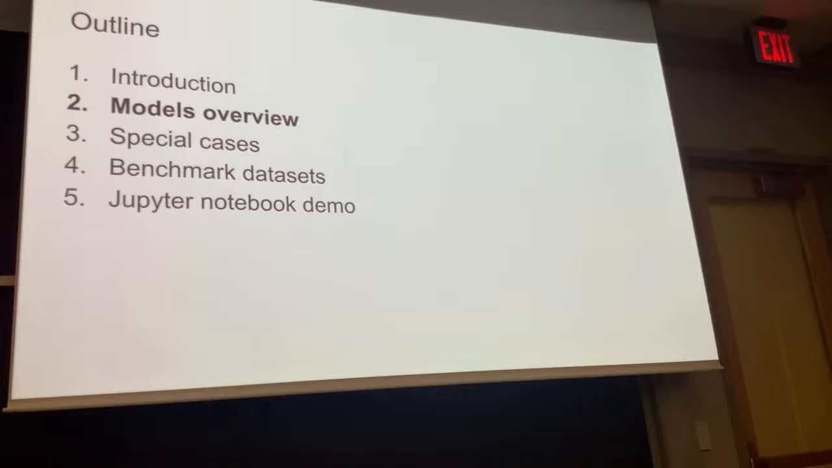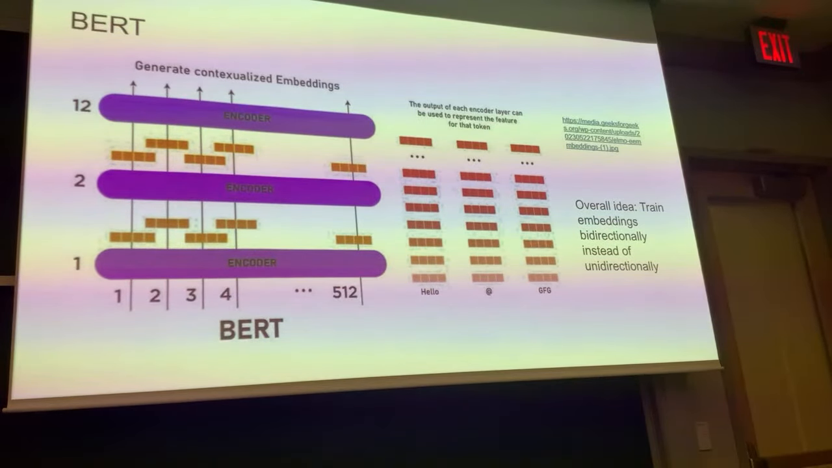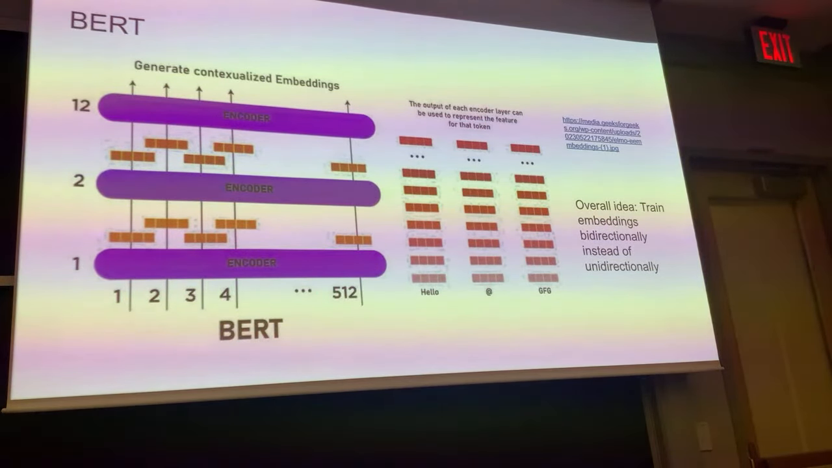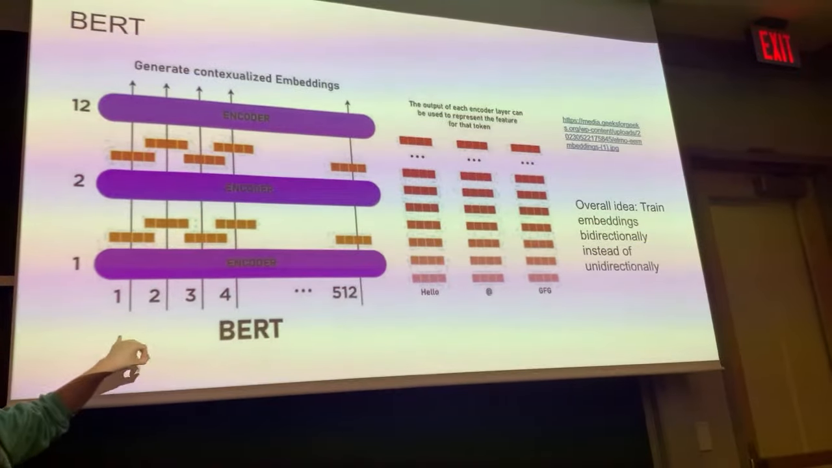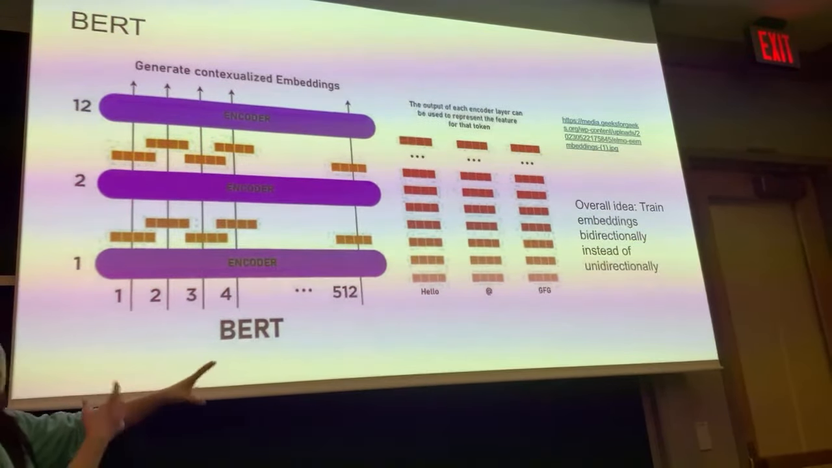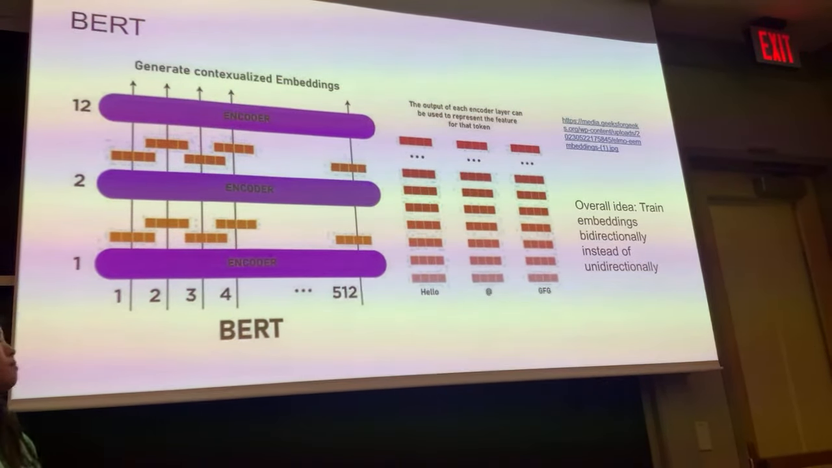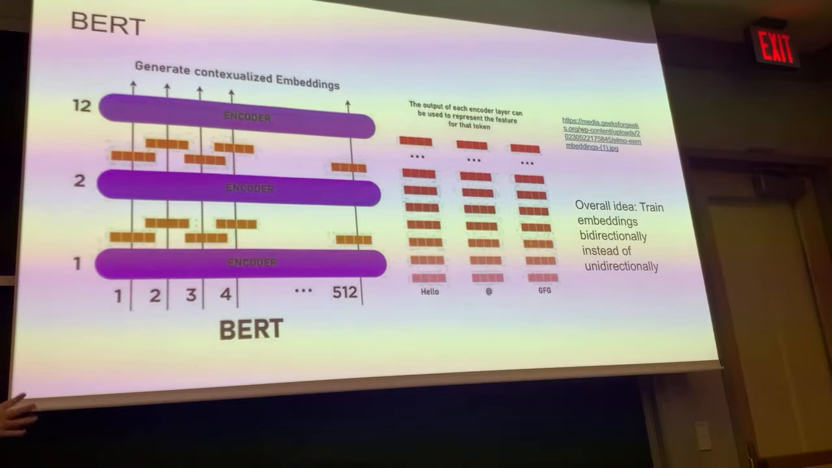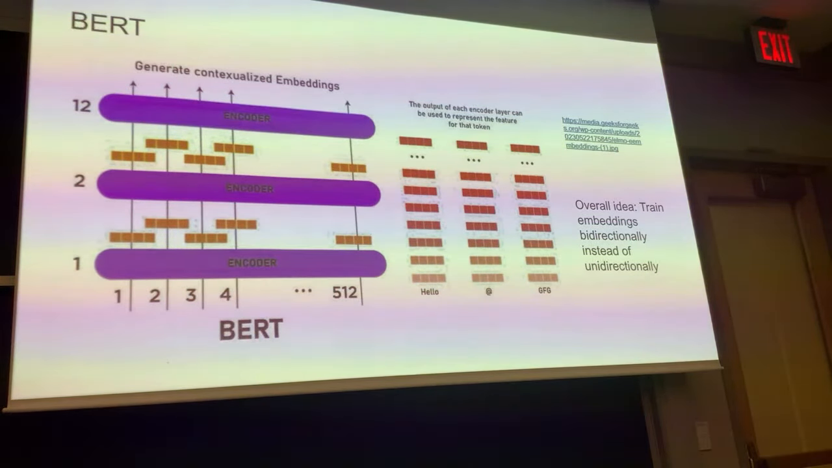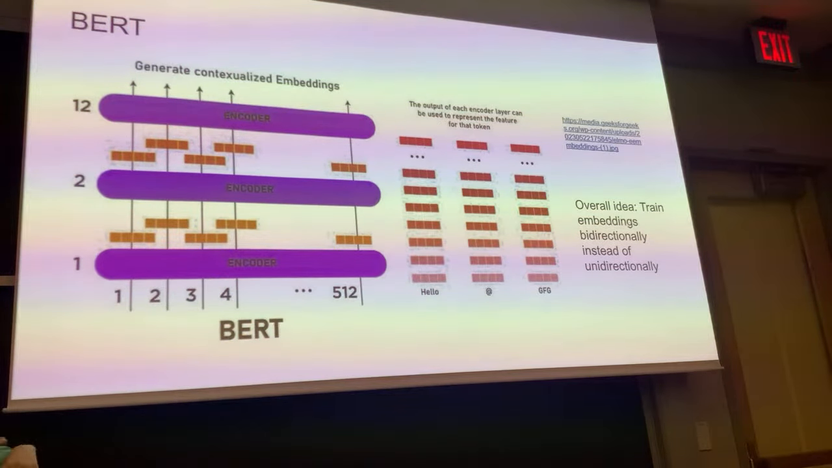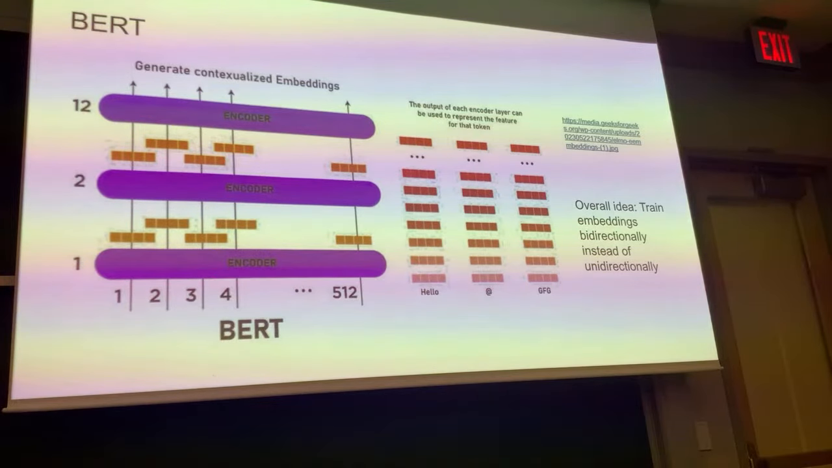All right, going again quite high level into some models that you might see. The first model that we're going to look at is the BERT model. The overall idea here is that when you're doing your training, you want to make your attention bidirectional instead of unidirectional, and that's what the B in BERT stands for. Another detail about BERT is that during pre-training, it masks some words and then tries to predict what those words are.